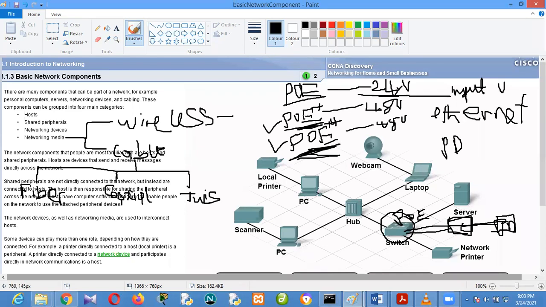But a device that is PoE plus always has an injector, PoE plus plus like that. There's more to what I've explained, but I just gave you the general idea.